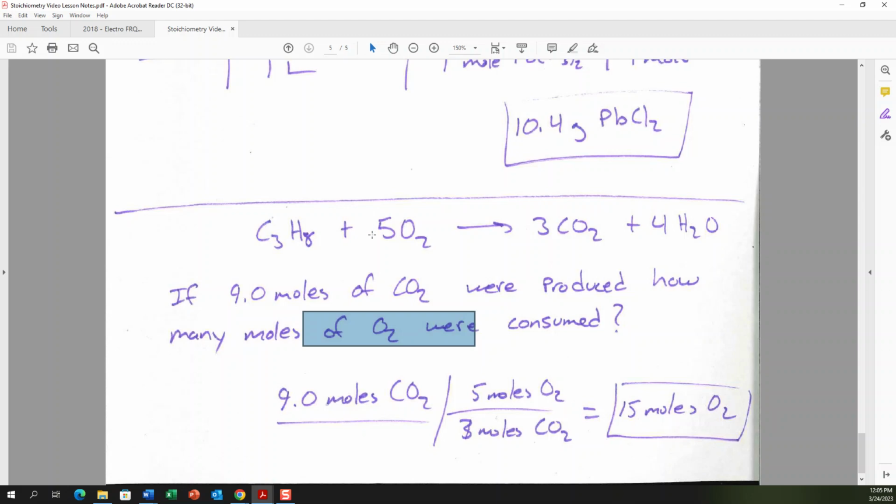So we go to our coefficients, we put 5 moles of oxygen on top, we put 3 moles of CO2 on the bottom. Moles of CO2 will cancel out, and we'll do 9 times 5 divided by 3, so we end up with 15 moles of oxygen. So all we had to do for this question is take 9 and multiply it by 5 over 3. And sometimes you can do the stoichiometry in your head. You don't have to show the setup, especially when everything's done for you, right? The only thing we had to know to do here was take this 9 moles and multiply it by 5 over 3 to get our answer, right? Using our recipe. Okay?